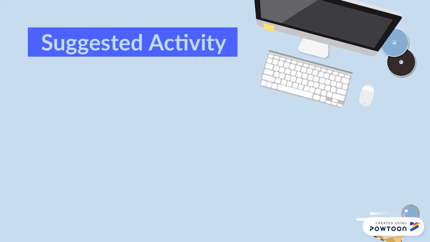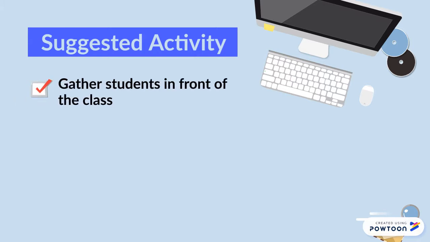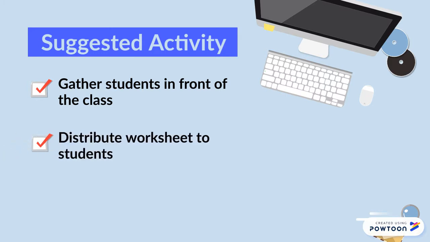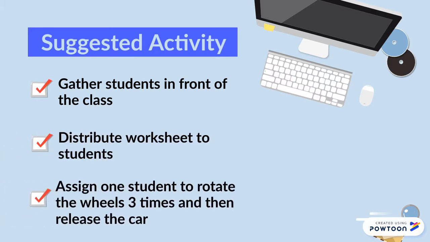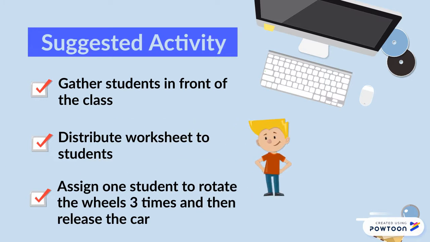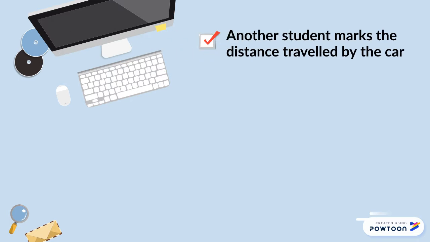This is a suggested hands-on activity for you and your class. First, you could gather the students to the front of the class to have a closer look at the toy. Then, distribute a worksheet to each student. Assign one student to rotate the rubber band 3 times and release it. Another student can mark the distance traveled by the car.